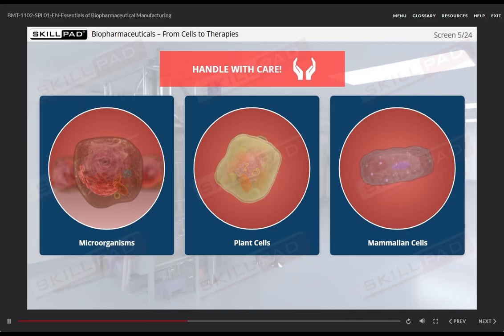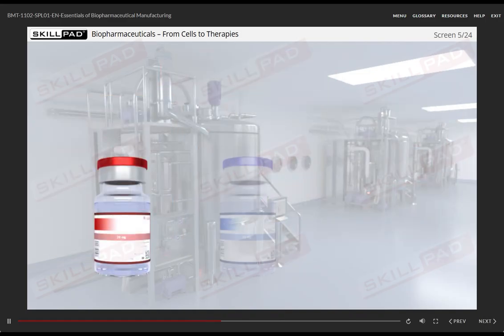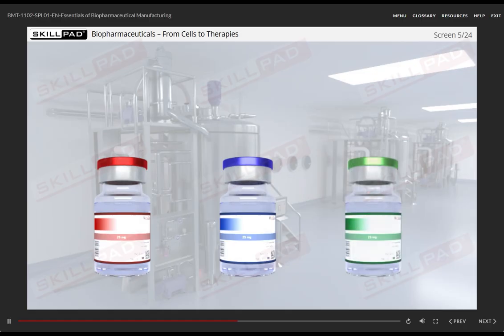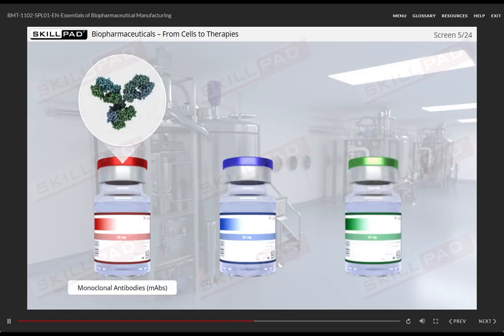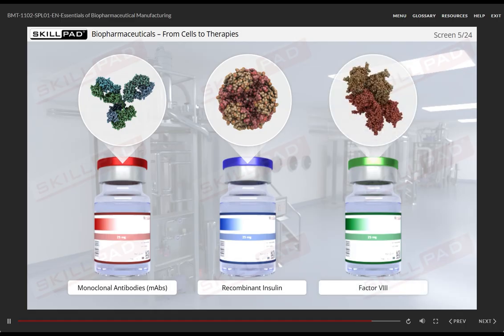Examples of biopharmaceutical products include treatments for conditions like cancer, diabetes, and blood disorders. Monoclonal antibodies target specific cancer cells, reducing harm to healthy tissue. Recombinant insulin, used to treat diabetes, is one of the earliest and most widely produced biopharmaceuticals. Factor VIII is used to treat hemophilia, a blood clotting disorder.